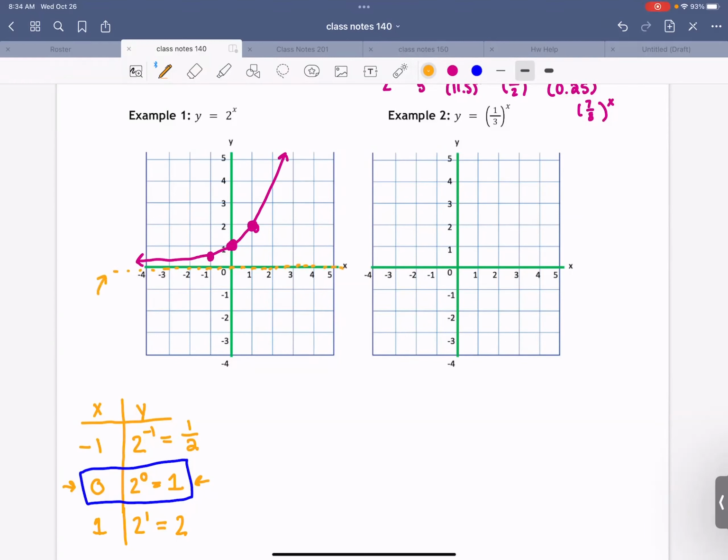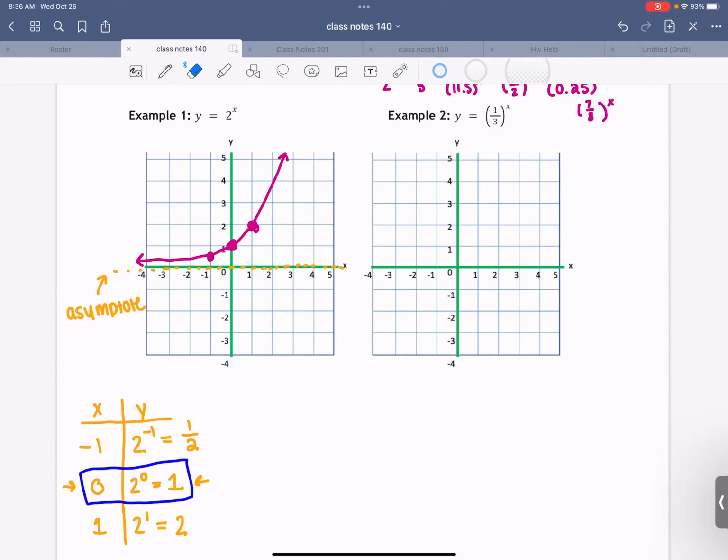Now, this graph isn't actually going to touch the x-axis, so we're going to have an asymptote. So remember the word asymptote describes something that we can't really touch. Any questions on example 1? All right, I'll let you do example 2. I'll give you a few minutes for this, then we'll come back.